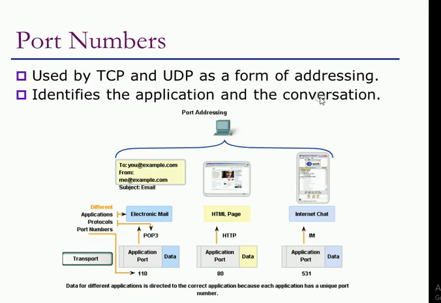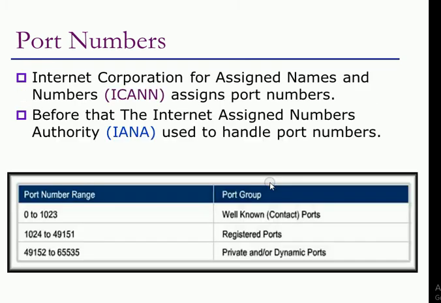Okay, port numbers. Now this is an important part of the transport layer, so we're dealing with port numbers. An application port could be 110. For HTML pages it is 80, and then you have internet chat, which is 531. So port numbers are fixed, and port numbers are handled in this way. This is important for your MCQ or multiple choice question.